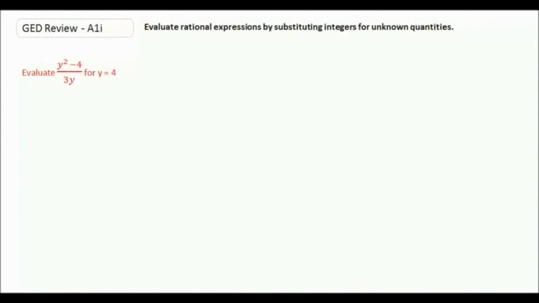Okay, last example. All we're going to do here is once again substitute our y in and evaluate the expression. So we have 4 squared minus 4 over 3 times 4. This gives you 16. On the bottom we have 12. 16 minus 4 is 12, and 12 divided by 12 is 1.